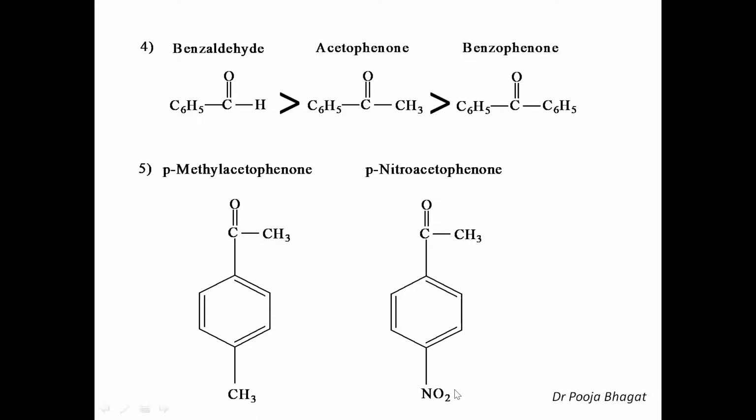While in this case, the nitro group is a very powerful electron withdrawing group both by the inductive effect as well as by the resonance effect. Nitro group shows minus I and minus R effect. So nitro group pulls electrons from the benzene ring and therefore intensifies the partial positive charge present on the carbonyl carbon. Okay, so in this carbon, the partial positive charge is more because nitro group is a very powerful electron withdrawing group.